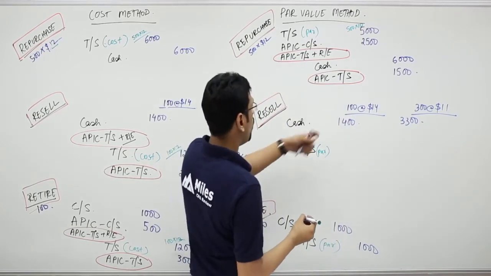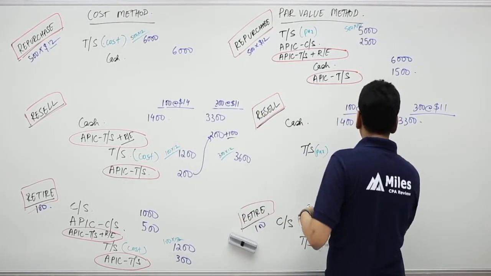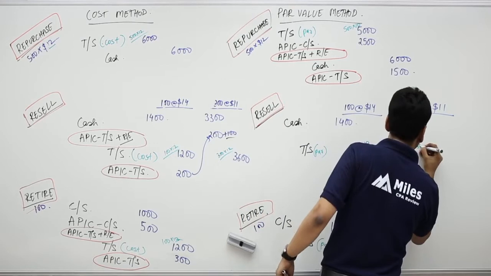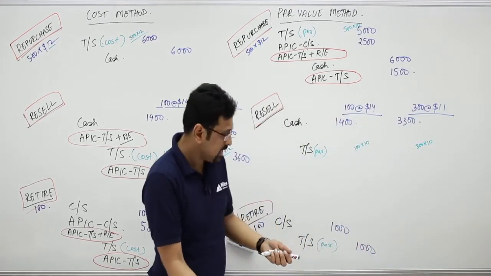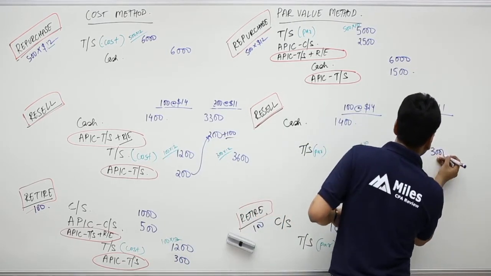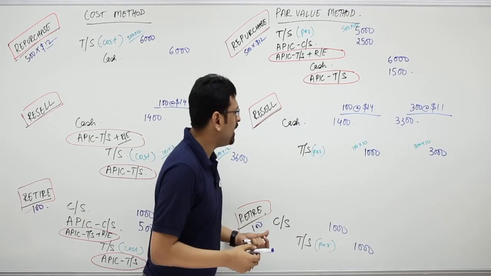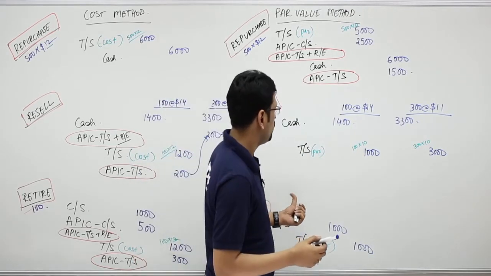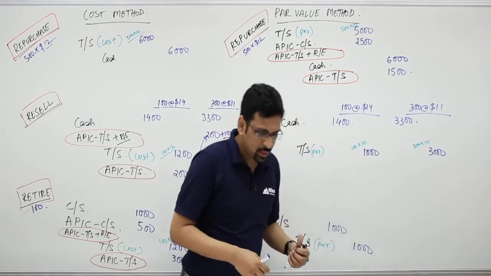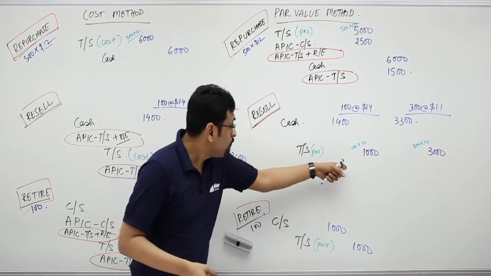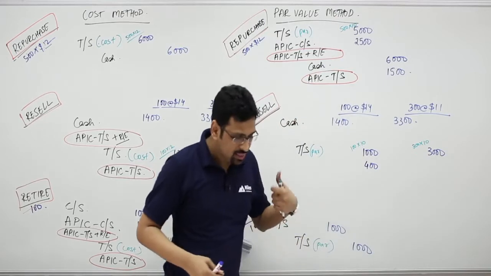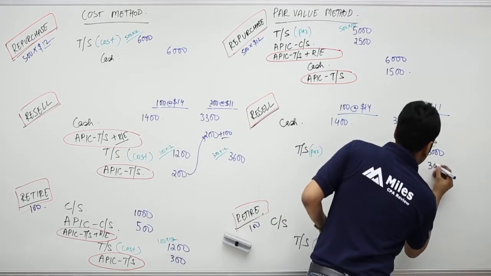So what's the par value for 100 stock? That'd be 100 into 10. What's the par value for 300 stock? 300 into 10. So in this case you would have $1,000 here and you would have $3,000 here. Now look at the plugs that you would require. Here you have $1,400 on the debit, you have $1,000 on the credit. The plug that you would require is $400 on credit here. Now in this case the plug that you would require is $300 on the credit.